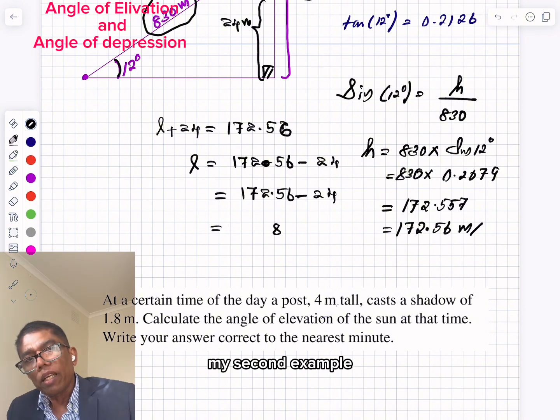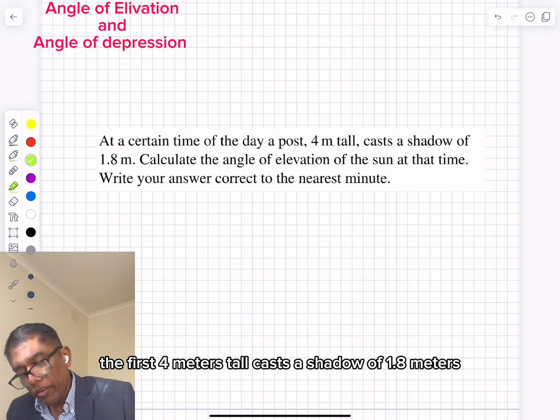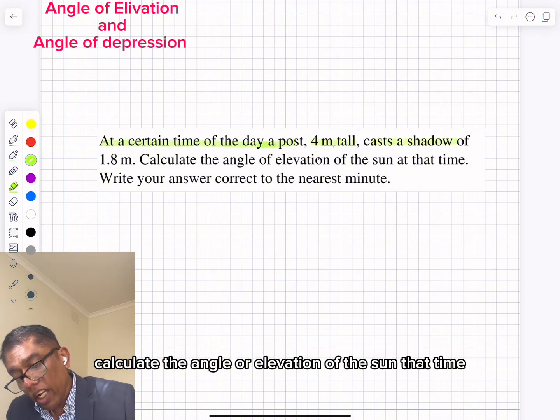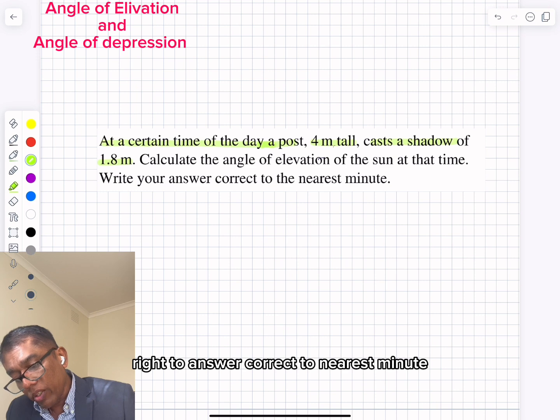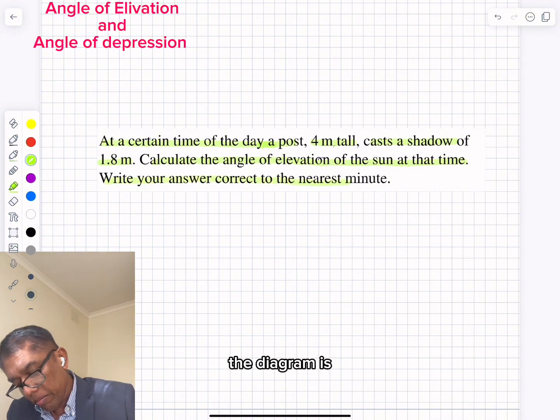My second example, here it says at a certain time of the day, a post 4 meters tall casts a shadow of 1.8 meters. Calculate the angular elevation of the sun at that time. Write your answer correct to the nearest minute. Okay, now we will draw a small diagram.